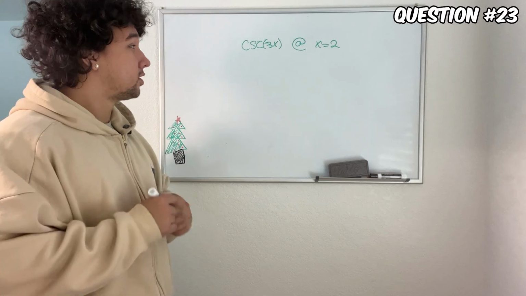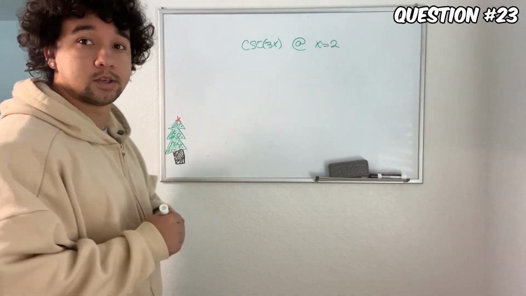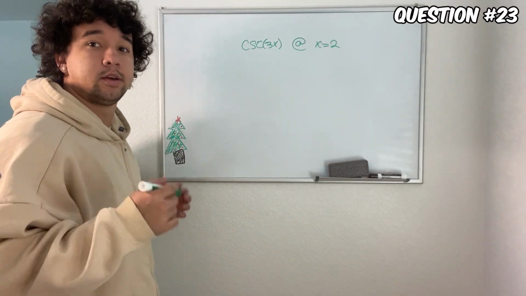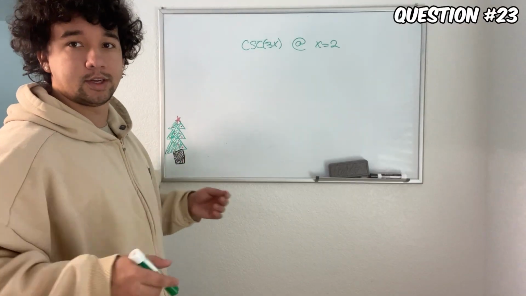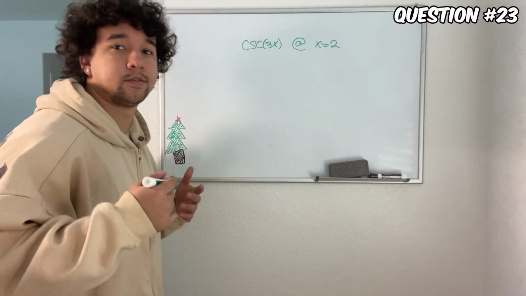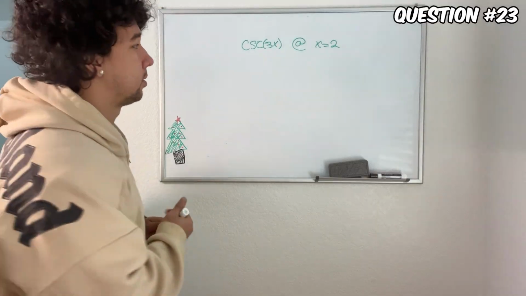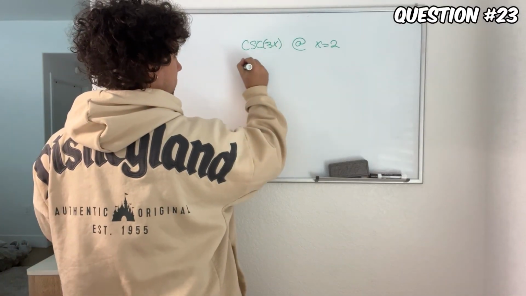Anyway, cosecant of 3x. So what I'm going to do is take the cosecant part first. Well, what's the derivative of cosecant? Negative cosecant cotangent. I remembered that because secant is secant tangent, so cosecant is just like the weird version of secant, so that's just how I have it memorized. So I have negative cosecant.